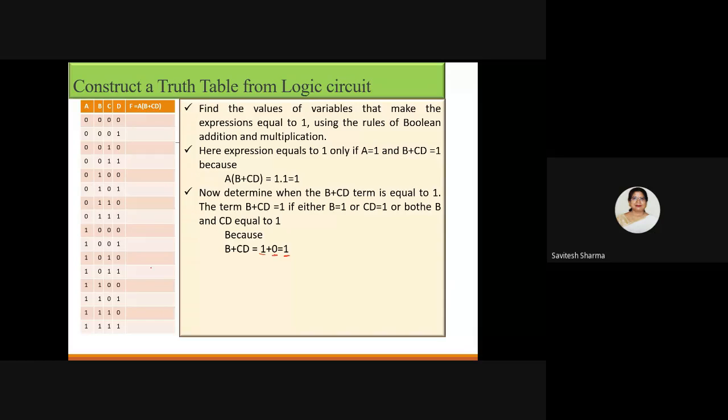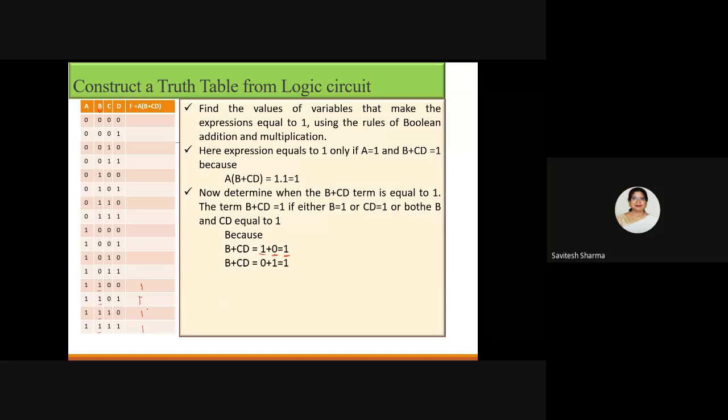So now I will identify where b is 1. This is my b variable, and you see these are the cases when b is 1, b is 1, b is 1. So it will produce output 1. Now it is confirmed that if b is 1 and a is 1, it will produce 1. So I fill this table.